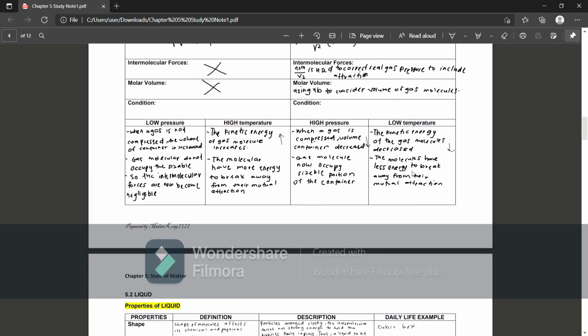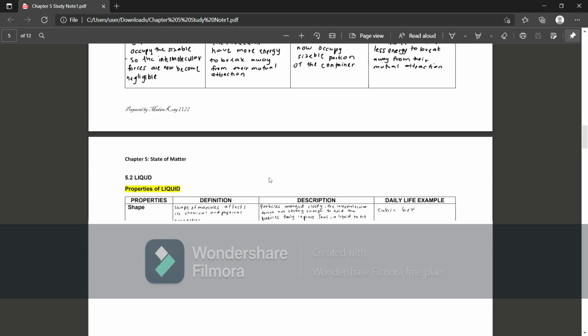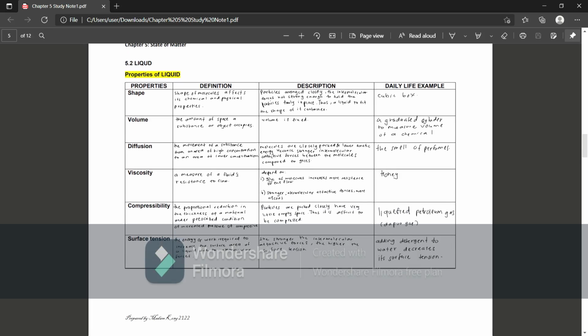And now for 5.2, who? Me. Okay, please. Can you see?